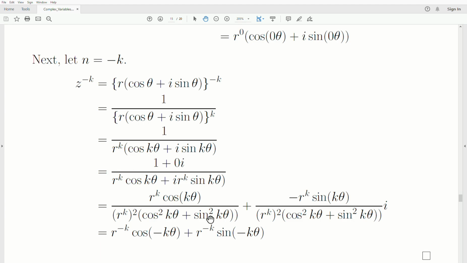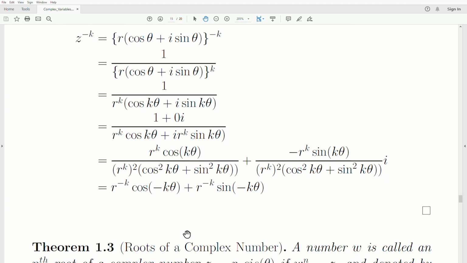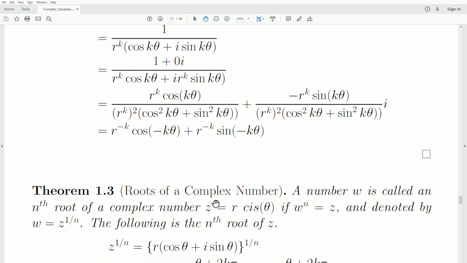Well, cosine squared plus sine squared is 1. So we have r to the k squared, and that cancels with one of these r to the k's. Same way here, this is 1. And then we're just left with the numerator that looks like this. But that's what we wanted to show. A complex number raised to a negative integer is the modulus raised to that negative integer, and then the argument times that negative integer. So de Moivre's theorem is proven.